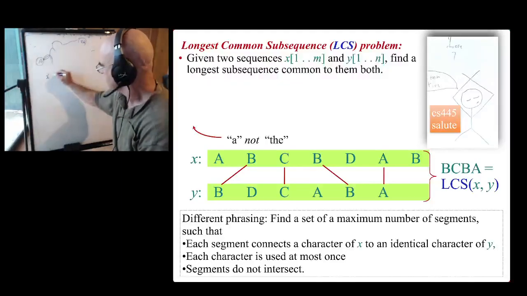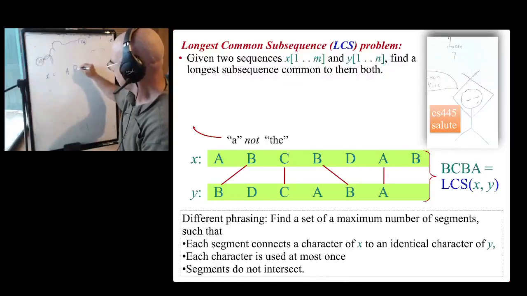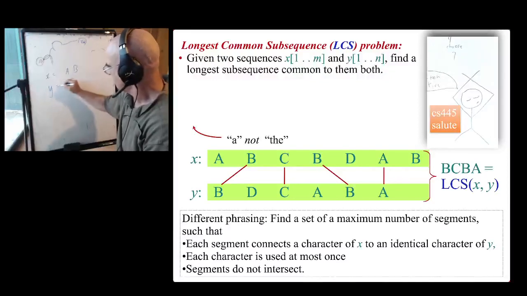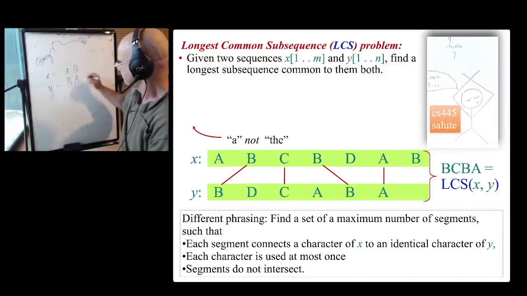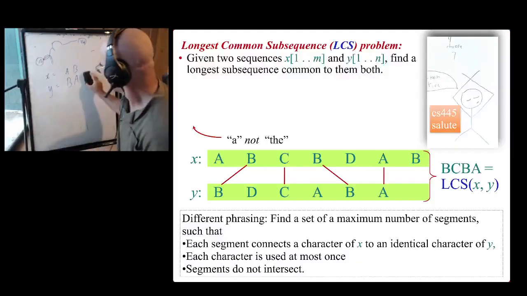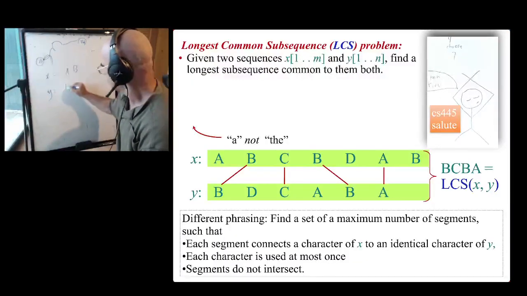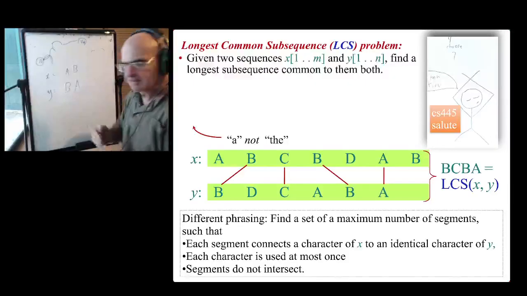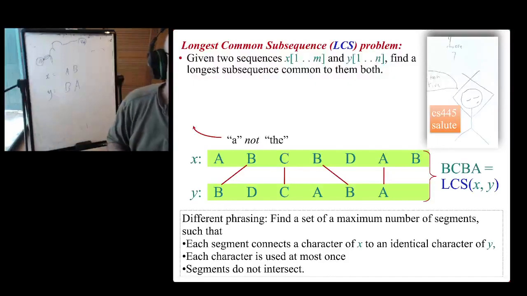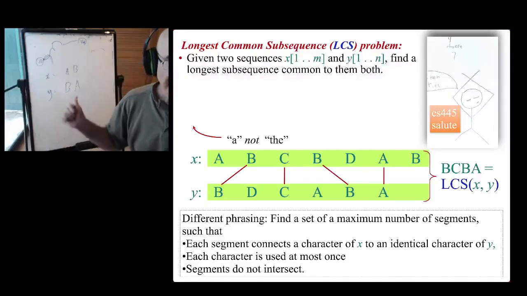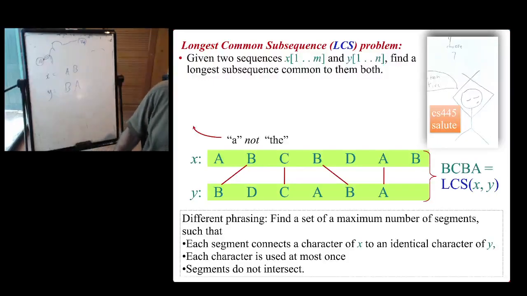Let X be AB and Y be BA. I want to do it again. X is AB and Y equals BA. Can somebody please tell me what is the length of the LCS of this problem? What is the longest common subsequence that you can generate in this problem?